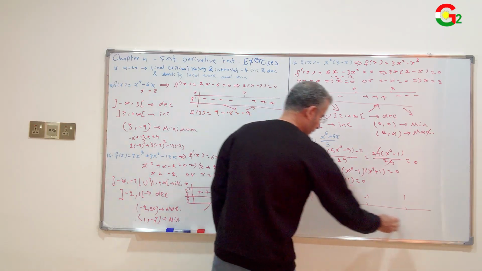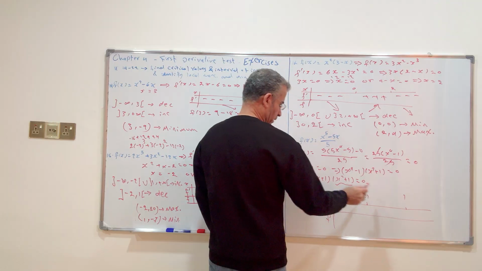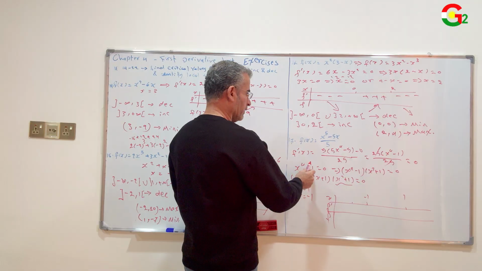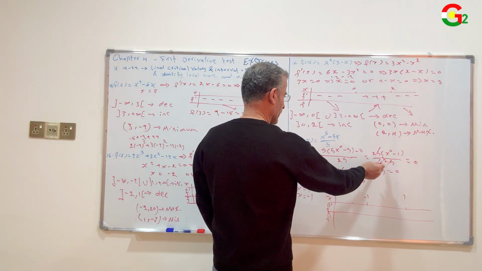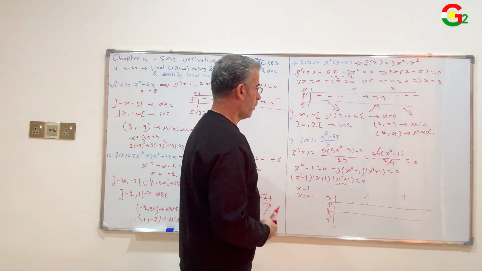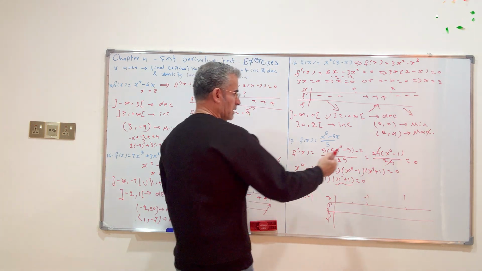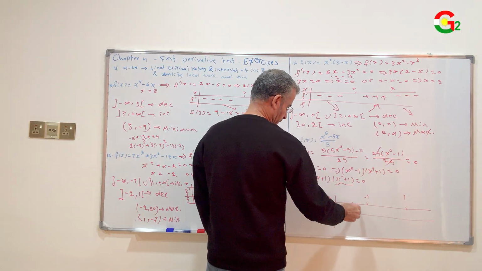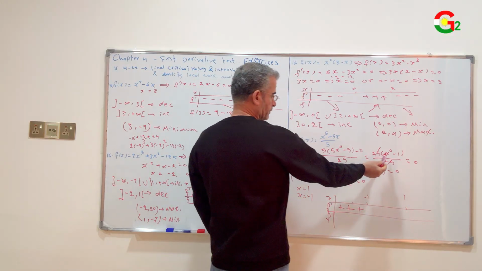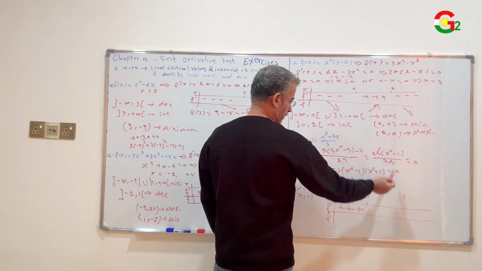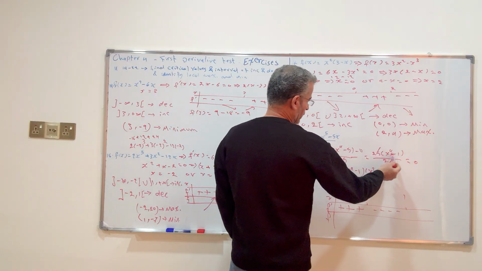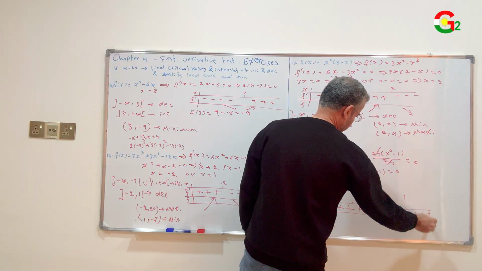Find the sign of the derivative before, between and after these points. When x equals negative 2, the derivative is negative 2 to the power 4, 16 minus 1, positive over positive. The sign here is positive. Between negative 1 and 1, 0 minus 1, negative 1 over 25, negative. And when x is greater than 1, it is positive over positive, positive value.